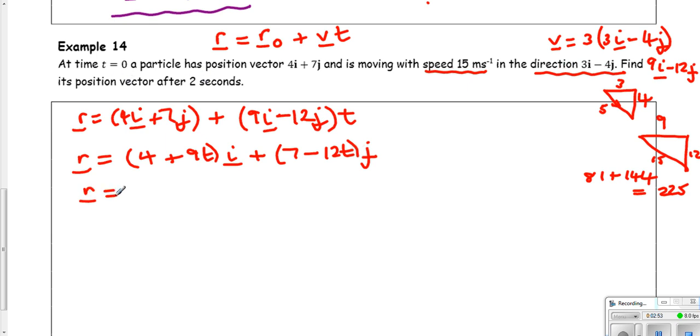So that's the general position vector, and it now tells us that it's only going to be moving for 2 seconds. So we substitute 2 into here. 18 add 4 is 22. And then here we've got 7 take 24 is minus 17. So it's add minus 17j, which we can just write as minus 17j. Now, because this is r and it's a position vector and we were moving in meters per second, the units there will be meters.